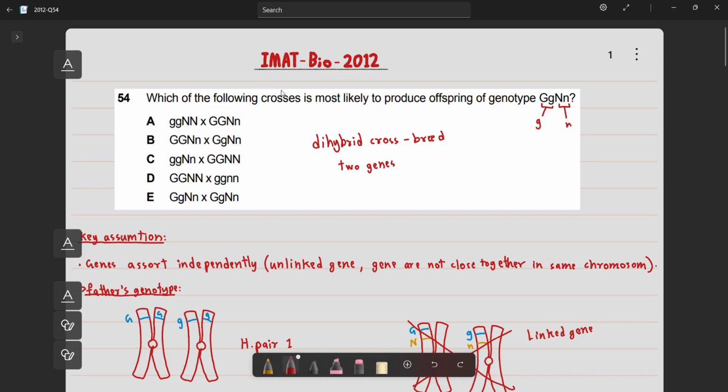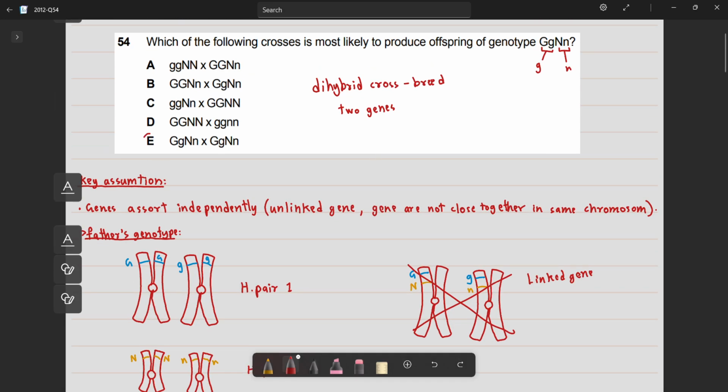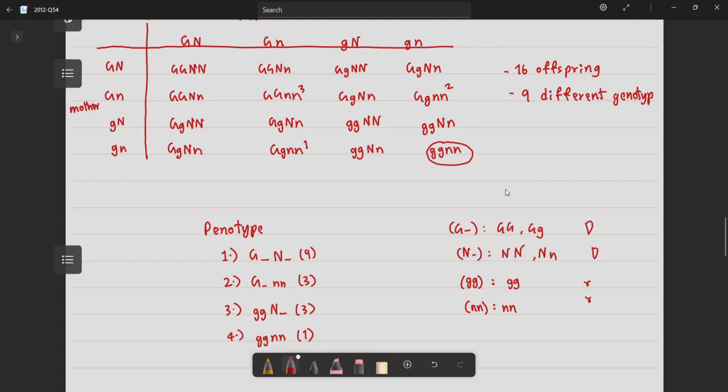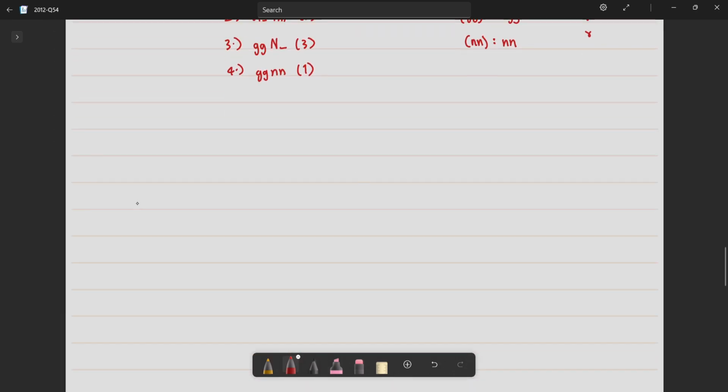The question says: which of the following crosses is most likely to produce offspring of this genotype, the one where both genes are heterozygous. The example I used was for option E, the heterozygous dihybrid cross. To solve this question, we'll just focus on finding that particular genotype. The probability of the heterozygote genotype that they're asking about is this one.